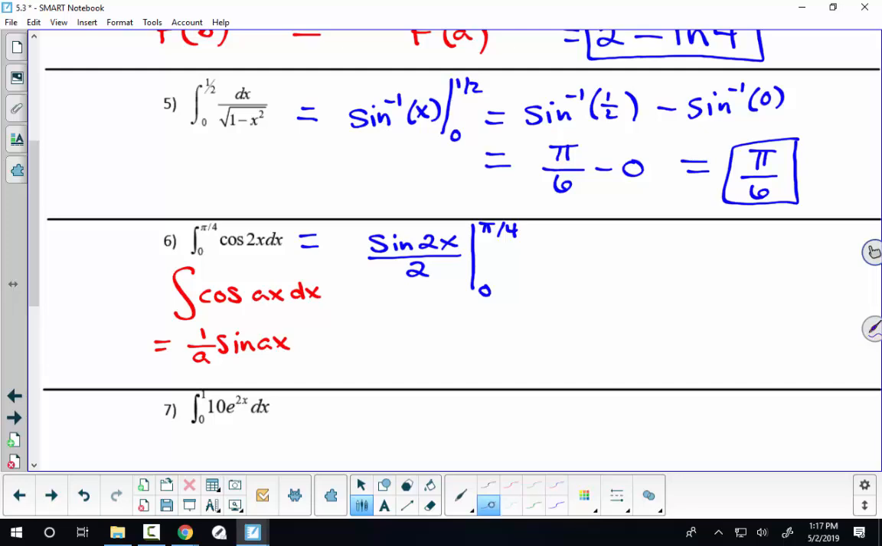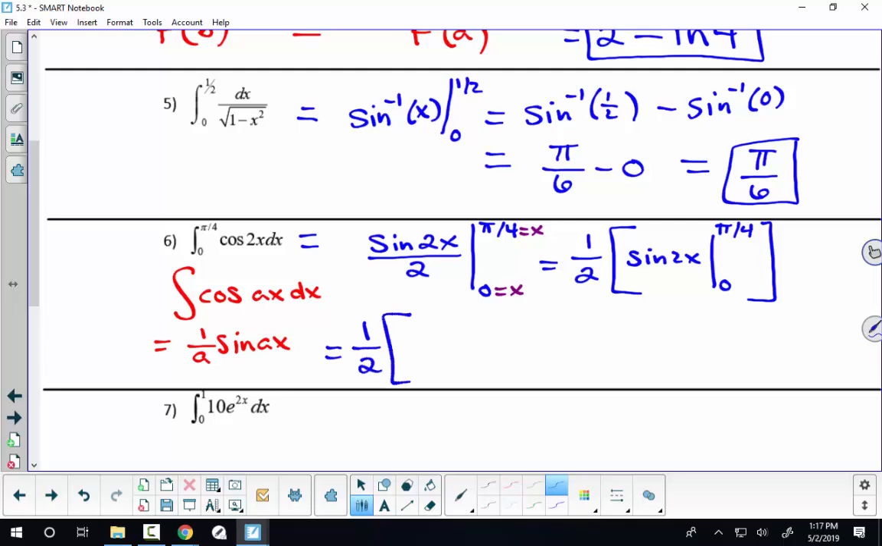And remember, these bounds here are just for things involving an x. So you don't have to do this, but I usually do. You can take that constant of 1/2 out, and then just evaluate sine 2x from 0 to pi over 4, and then multiply your result by 1/2. Okay, so we have 1/2 times, what's the sine of 2 times pi over 4?